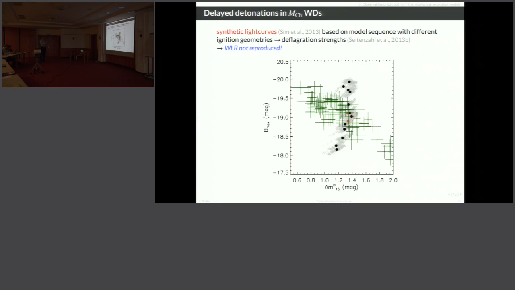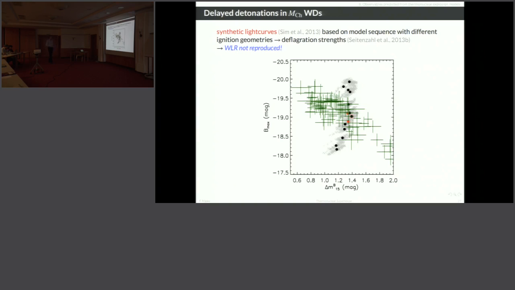So again, here is the peak luminosity in B band. Here's the decline rate in the B band. These green data points mark the observed width luminosity relation, and these black data points are the correlation measured from angle-averaged light curves for different models. You have the spread here with viewing angle effects in gray, but you see that we get actually from these 3D models a relation that's almost perpendicular to the observed one.